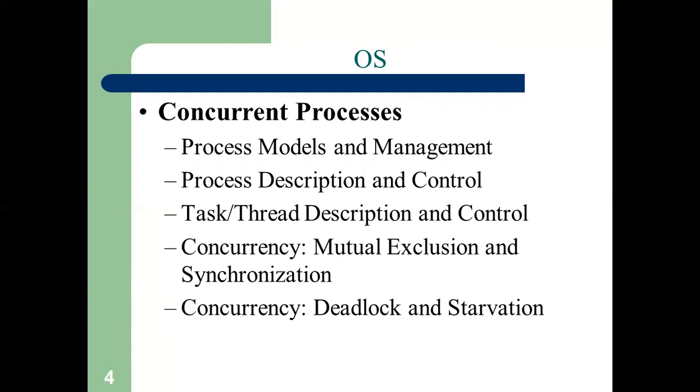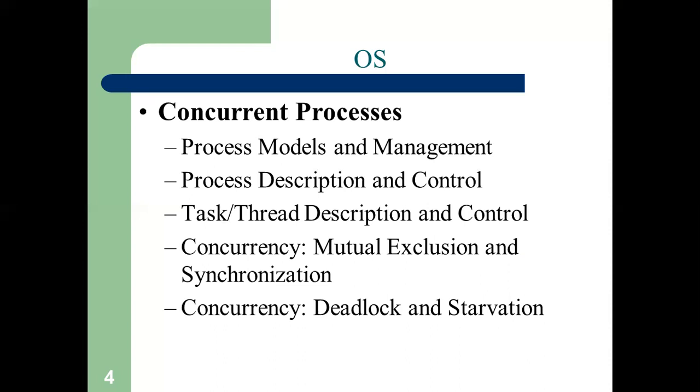Here you can see the first one is process models and management. In the case of concurrent processes, we will maintain different types of process models, and we will do different types of management. If we are managing more than one process, then we will use the process models. There are a number of process models which we will do. Another is the process description and control.